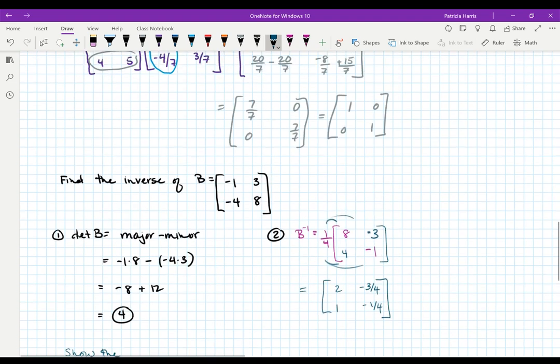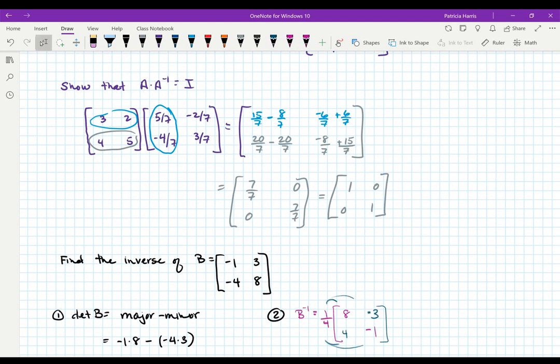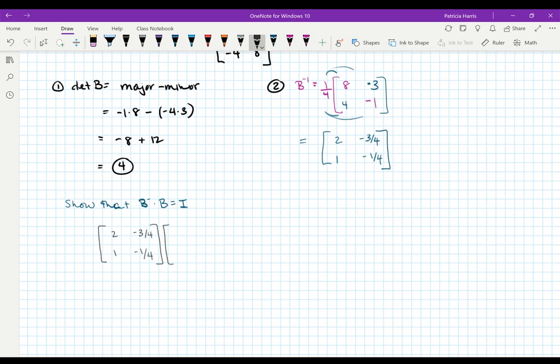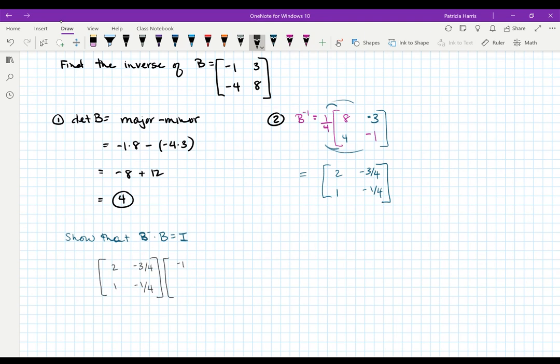Okay, so on the last one, we did the original matrix times its inverse. So on this one, I'm going to go inverse times the original. Okay, so we're going to go 2, 1, negative 3, 4, negative 1/4 times the original. And we're going to see if we get our identity. Okay, here we go.